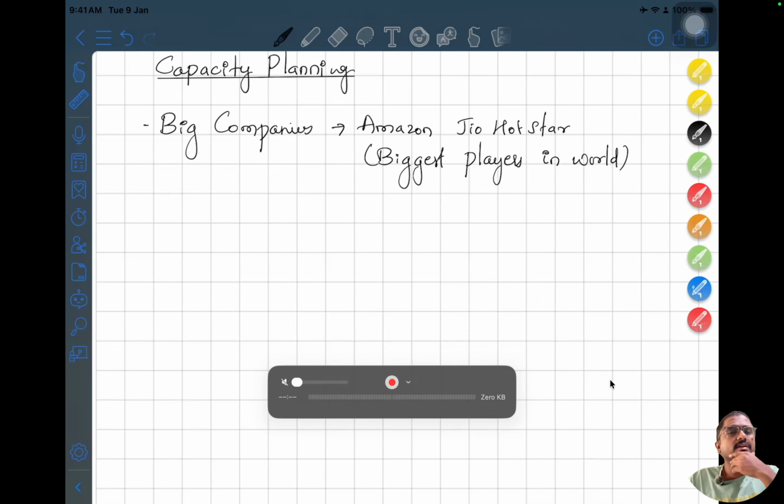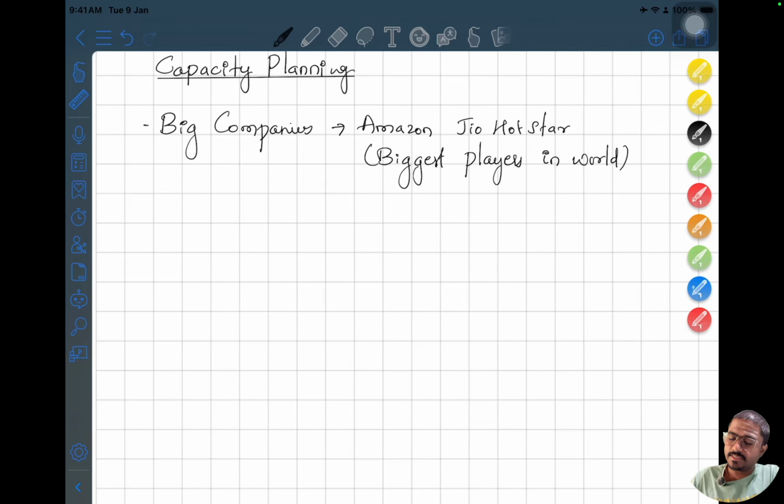So, have you guys ever wondered how the big companies like Amazon, Jio Hotstar, or Netflix handle the biggest spikes in their traffic? If there is any festival, Amazon will run a festive season sale, and if there is a live cricket match or any finals happening, how are these companies able to handle the huge surge in traffic to their servers, right?